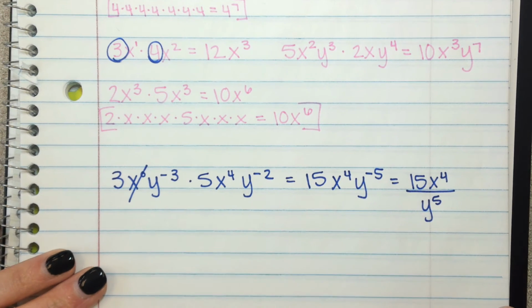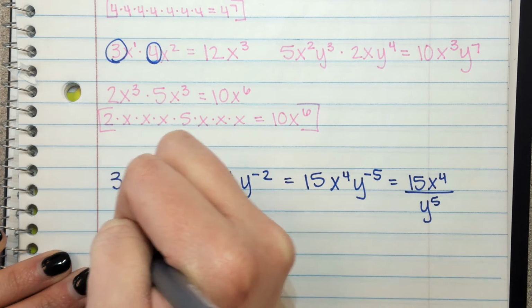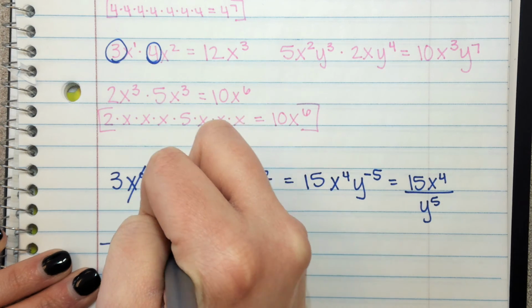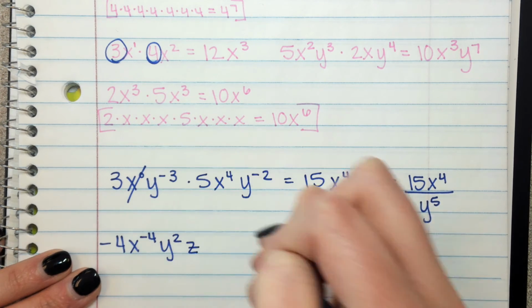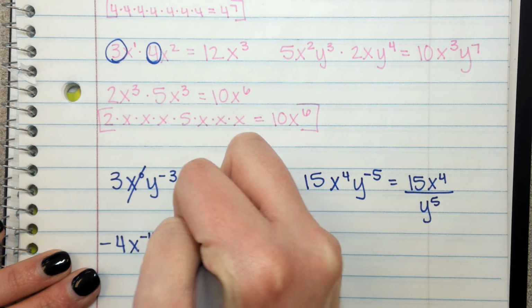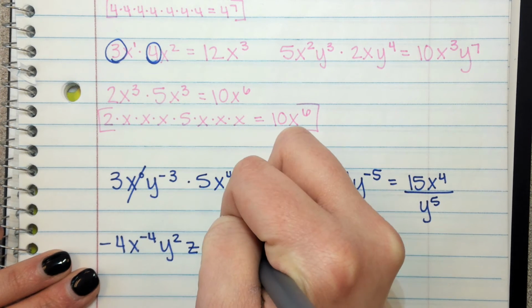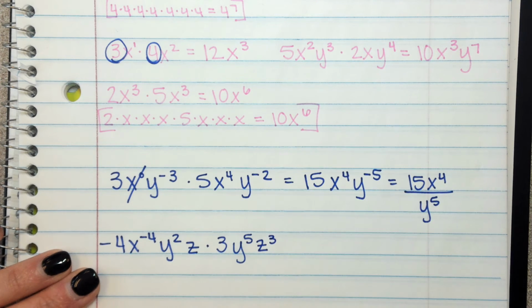And then let's do one more, just for fun. So negative 4x to the negative 4th, y to the second, z, and then 3, y to the 5th, z to the 3rd. Okay?